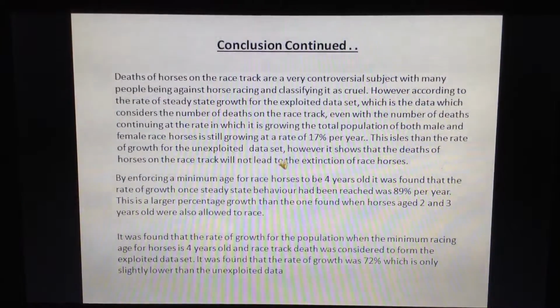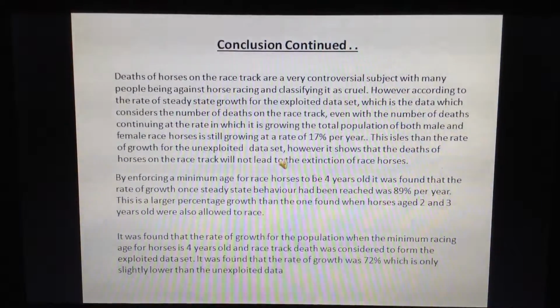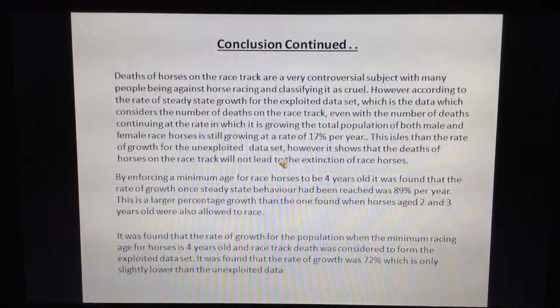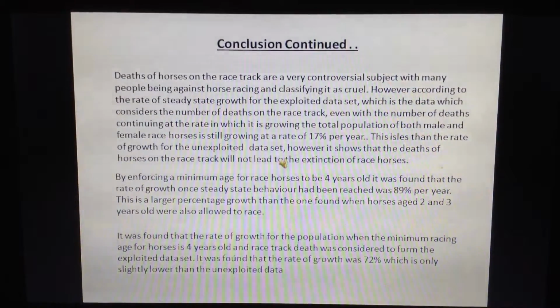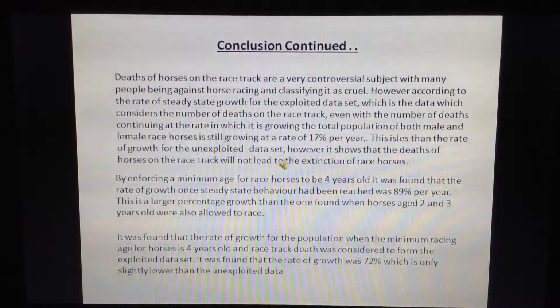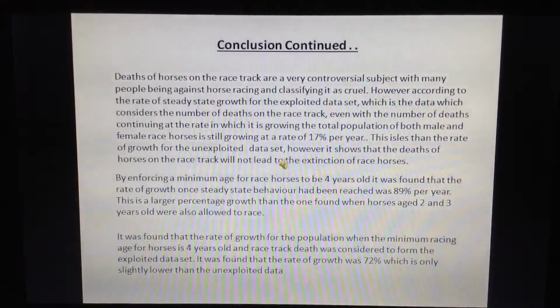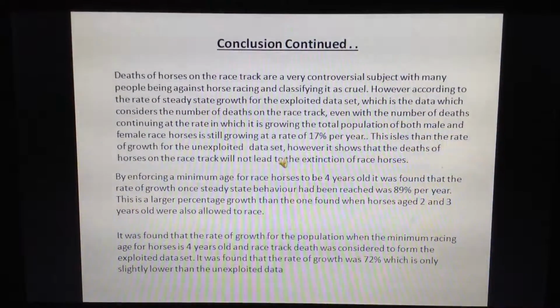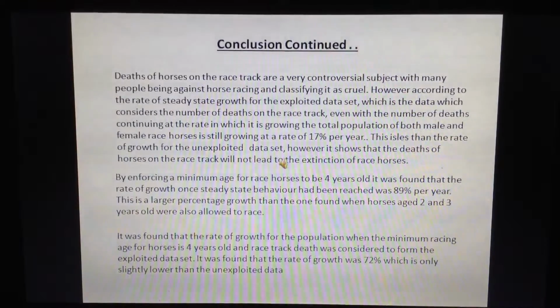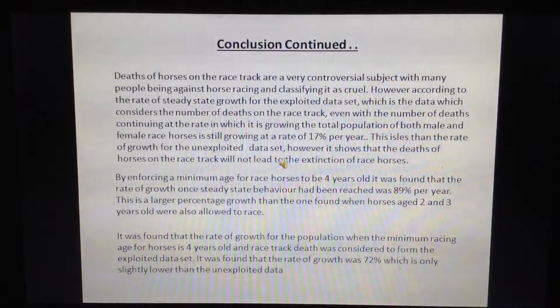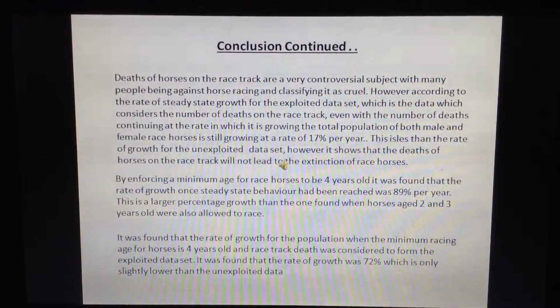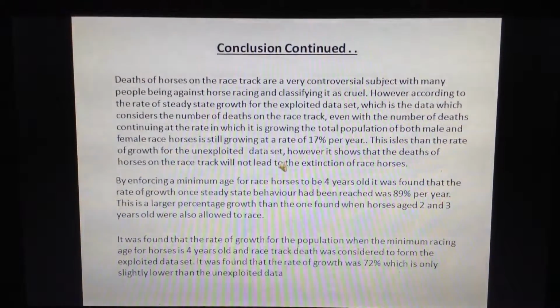By enforcing a minimum age for racehorses to be 4 years old, it is found that the rate of growth once steady state behaviour has been reached will be 89% per year. This is a larger percentage growth than the one found when horses aged 2 and 3 years old were also allowed to race. It was found that the rate of growth for the population when the minimum racing age for horses is 4 years old and the racetrack death was considered to form the exploited dataset was 72%, which is only slightly lower than the unexploited data.